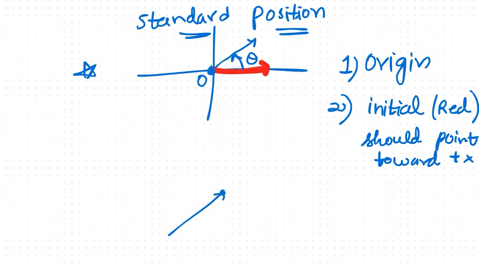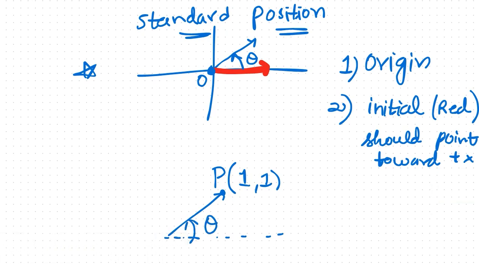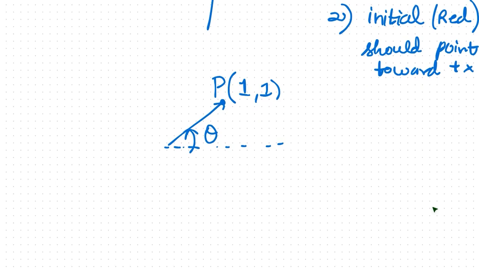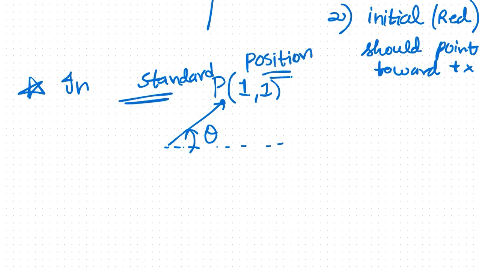So let us understand in detail. Let's say the coordinates of this point are 1, 1, and it is said to be in the standard position. What is the value of theta? So in standard form, the coordinates of point P are given. The angle with the horizontal positive x-axis is theta. How much is theta? How would you find that?